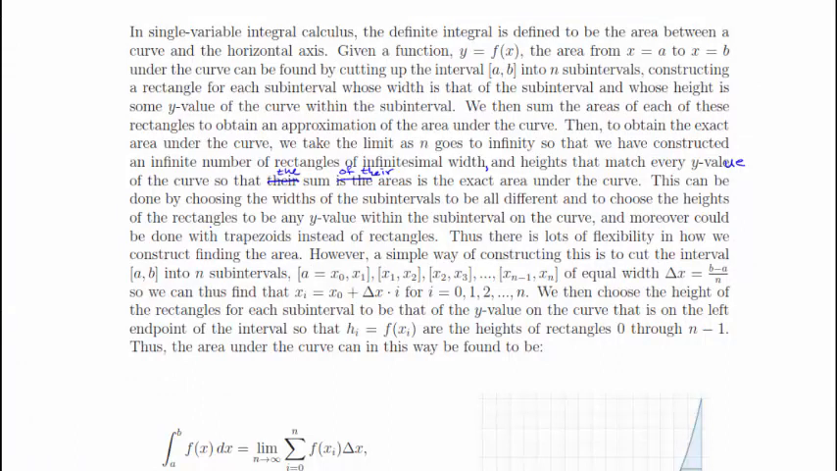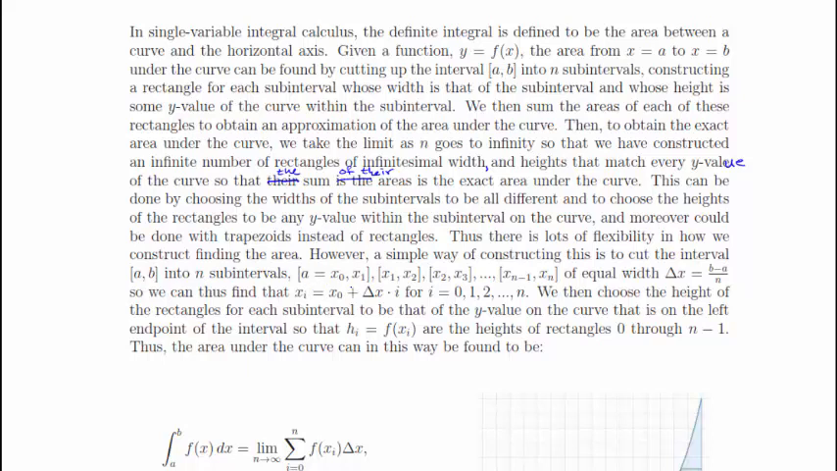So what I was saying, this can be done by choosing the widths of the subintervals to be all different, and to choose the heights of the rectangles to be any y value within the subinterval on the curve. And moreover, we could find our area with trapezoids instead of rectangles. So there's lots of flexibility in how we can construct these areas. However, a simple way of constructing this is to cut the interval from a to b into n subintervals.